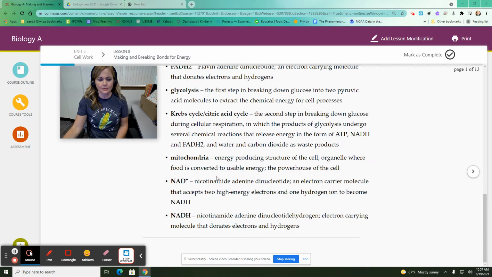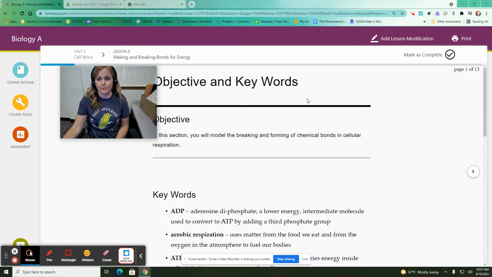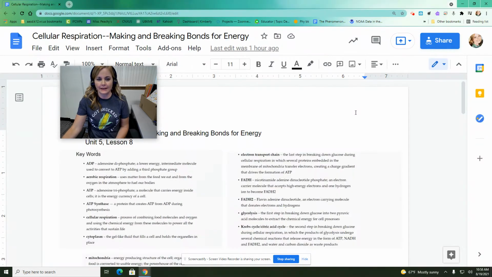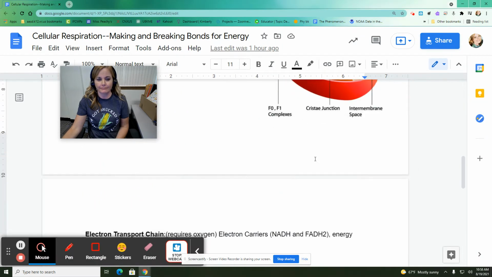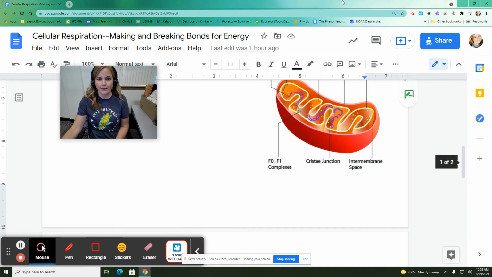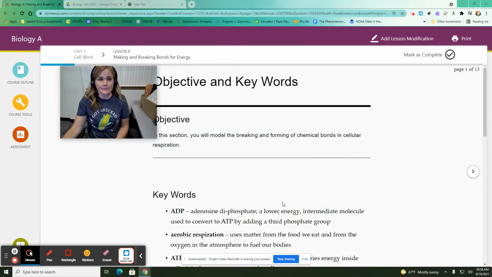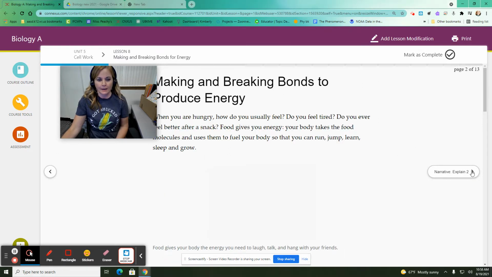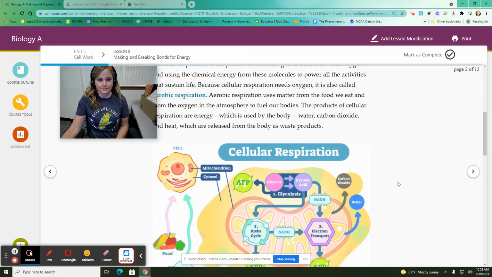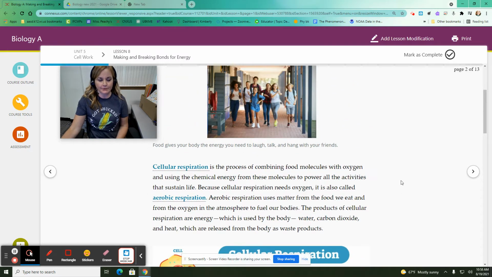I'm not going to go through the vocabulary up front because I want to go through it as we go through the lesson today. As always, get that note sheet that I have on my website to help you follow along. It gives you an outline to work from. All right, so we're going to talk about aerobic respiration.